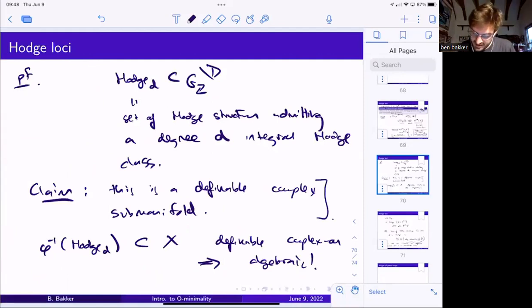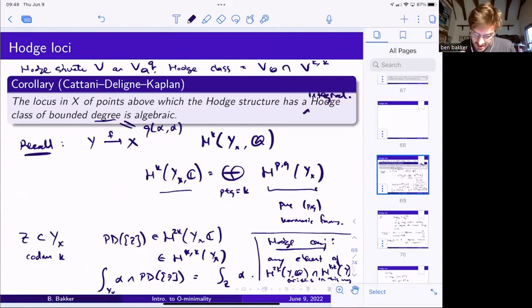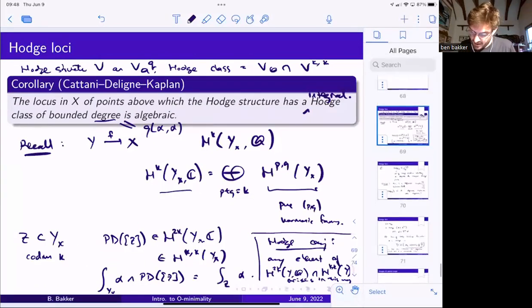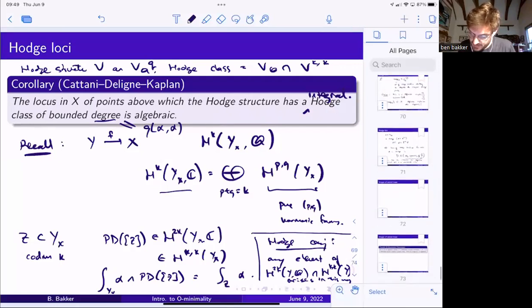The important point is that this claim is very easy given the geometry of the period domain as a homogeneous space. Okay, great. That gives us this nice corollary via definable Chow. Let me mention a few more things about what you can say about period maps.